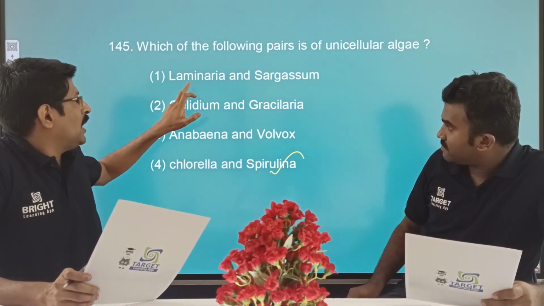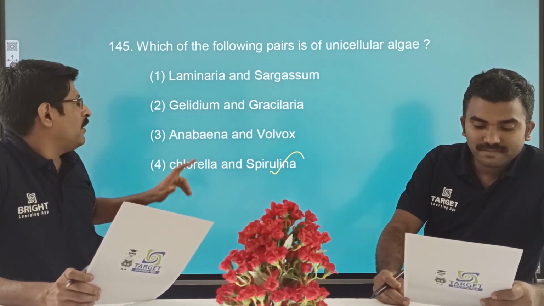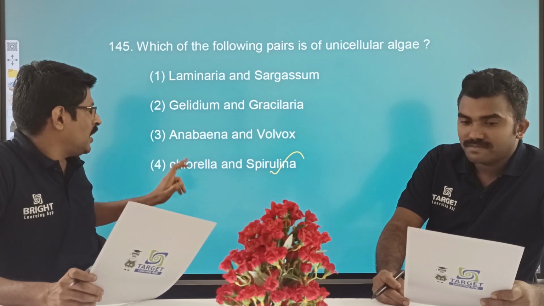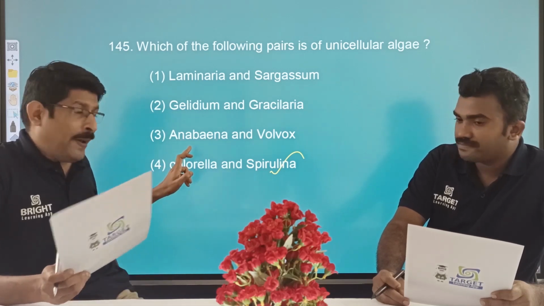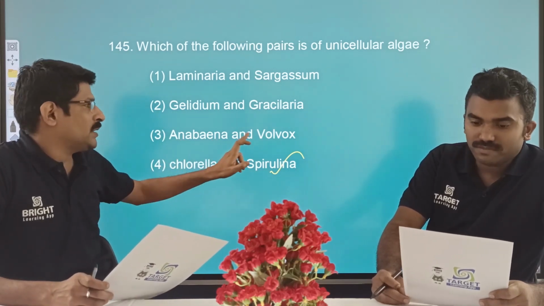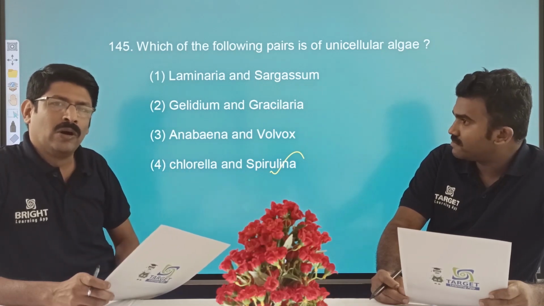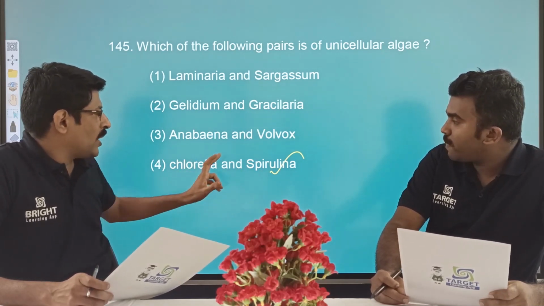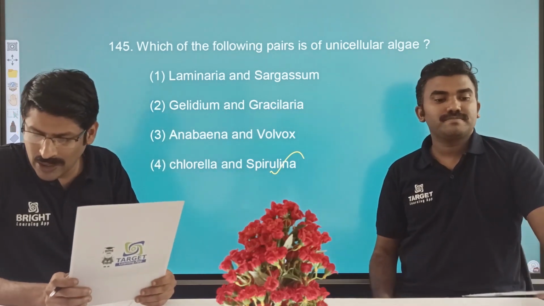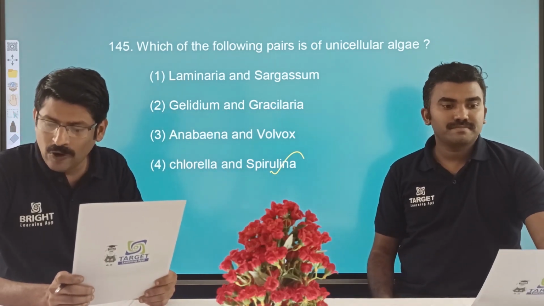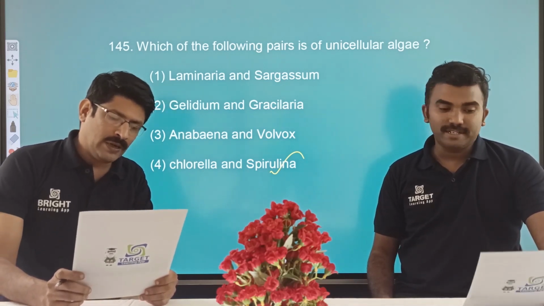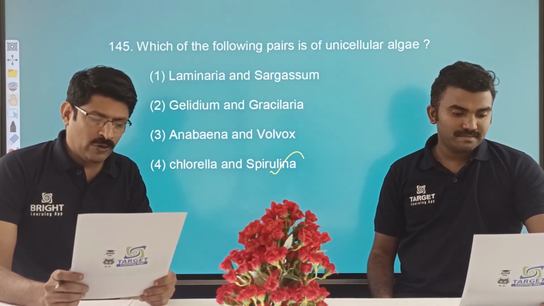Laminaria and Sargassum are multicellular. Gelidium and Gracilaria belong to Rhodophyceae and are also multicellular. Anabaena is a filamentous cyanobacterium. Volvox is a colonial green alga. So the answer is Chlorella and spirulina. This question comes from page number 32 of Plant Kingdom. Okay, so the 145th question we have discussed.